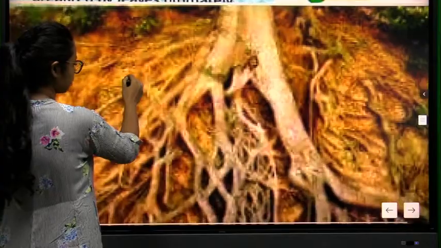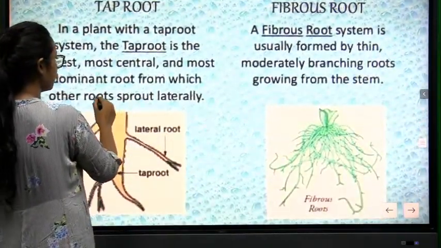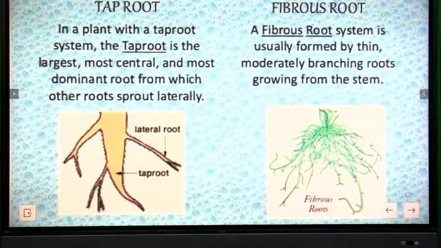This is a picture of roots. Now, there are two types of roots, taproot and fibrous root. Taproot has the biggest, largest, most central and most dominant root from which the roots sprout laterally, and fibrous roots are usually formed with thin fiber-like structures from the branching roots growing from the stem.